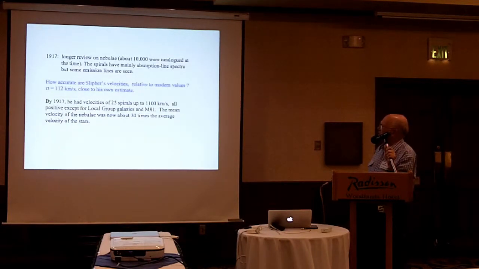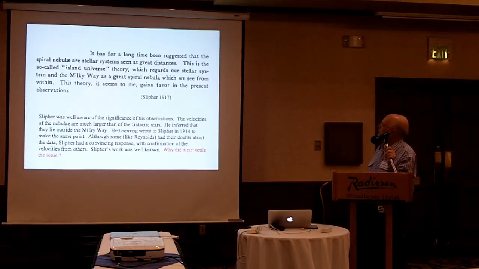By 1917, he did this longer review on the nebulae. How accurate are his velocities? They're actually pretty good. The dispersion against modern values is 112 kilometers a second, which is very close to his own estimate of about 100 kilometers a second. So by 1917, he had 25 galaxies up to 1100 kilometers a second, all positive except for the Local Group and M81. The mean velocity of the nebulae is now about 30 times the average velocity of the stars. And Slipher really appreciated this very much himself.